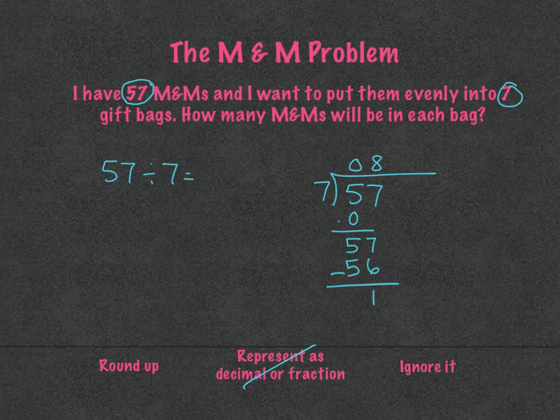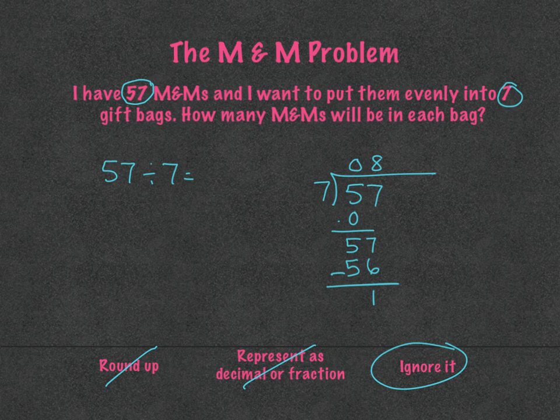So the other possibility here is to round it up. Again, I only have 57 M&Ms. I can't magically produce more M&Ms. So we're going to have to also cross out the rounding up. So we're left with ignoring it. There's no way to cut it up. You can't make more M&Ms out of nowhere. So we're going to have to just ignore it.